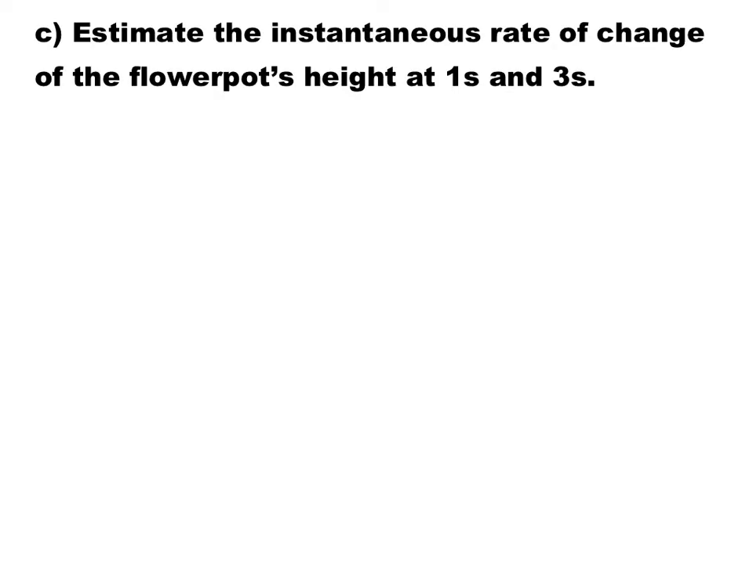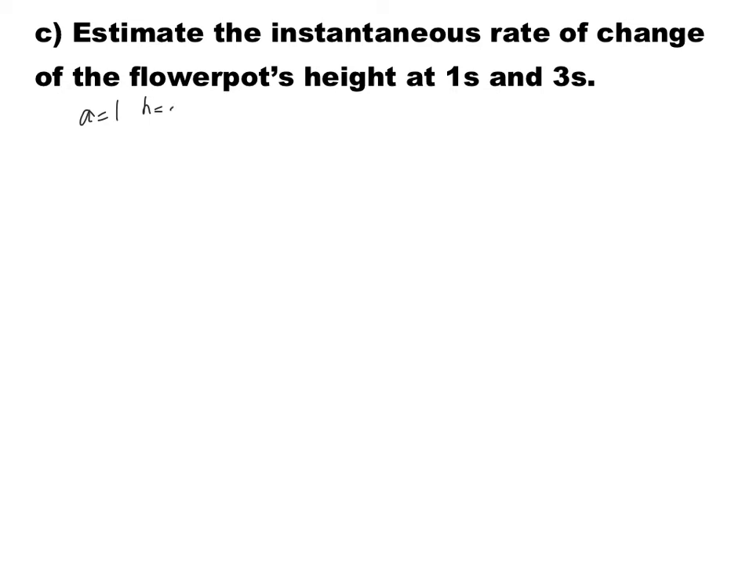The next part of the question says estimate the instantaneous rate of change of the flower pot's height at 1 second and 3 seconds. We said in section 1.1 that the instantaneous rate of change is when the h value is going to be very, very small. So let's say a is 1 because we want at 1 second.